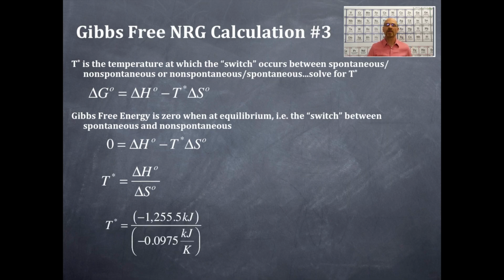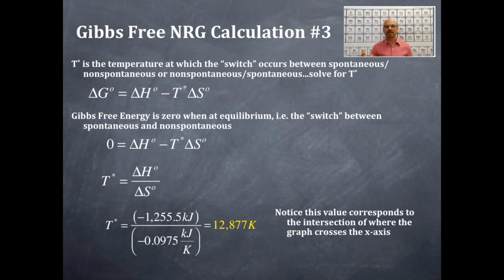We're going to substitute in our values here. The delta H term is negative 1,255.5 kilojoules, and I've converted my delta S into kilojoules per Kelvin. That's negative 0.0975 kilojoules per Kelvin. I'm going to do the math on this, and I'm going to get 12,877 Kelvin. Notice that this value corresponds to the intersection point on the graph where it crosses the x-axis. So this is the temperature at which the switch occurs from spontaneous to non-spontaneous, or non-spontaneous to spontaneous.